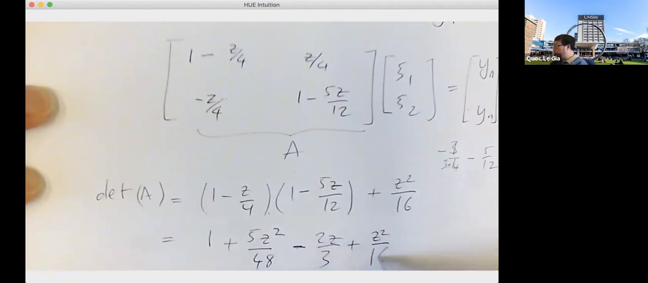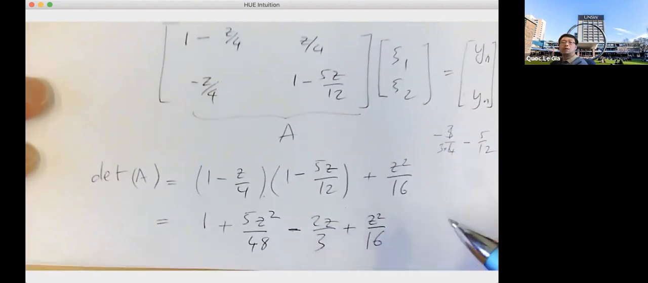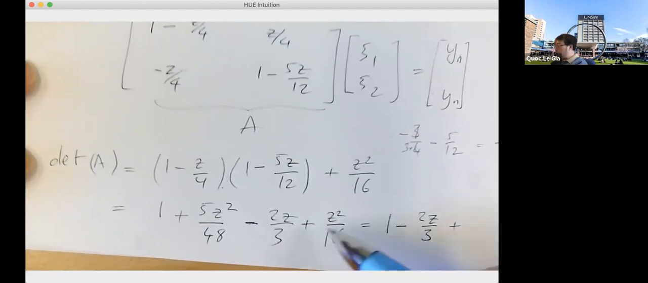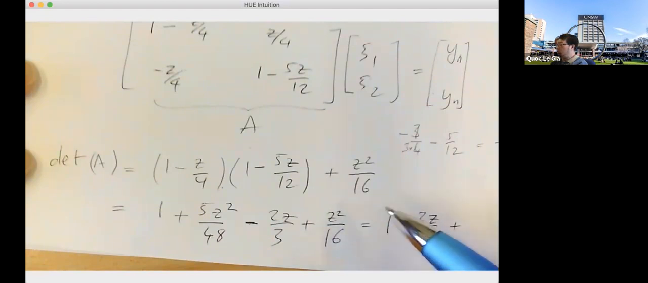Okay, so this is what I got. Okay, so I got 1 minus 2z over 3. And so this one is you multiply by 3, then you got 3 over 48. So you got 8 over 48. Yeah. So 8 over 48, then 48 divided by 8 is 6. Yeah. So you got z squared over 6.